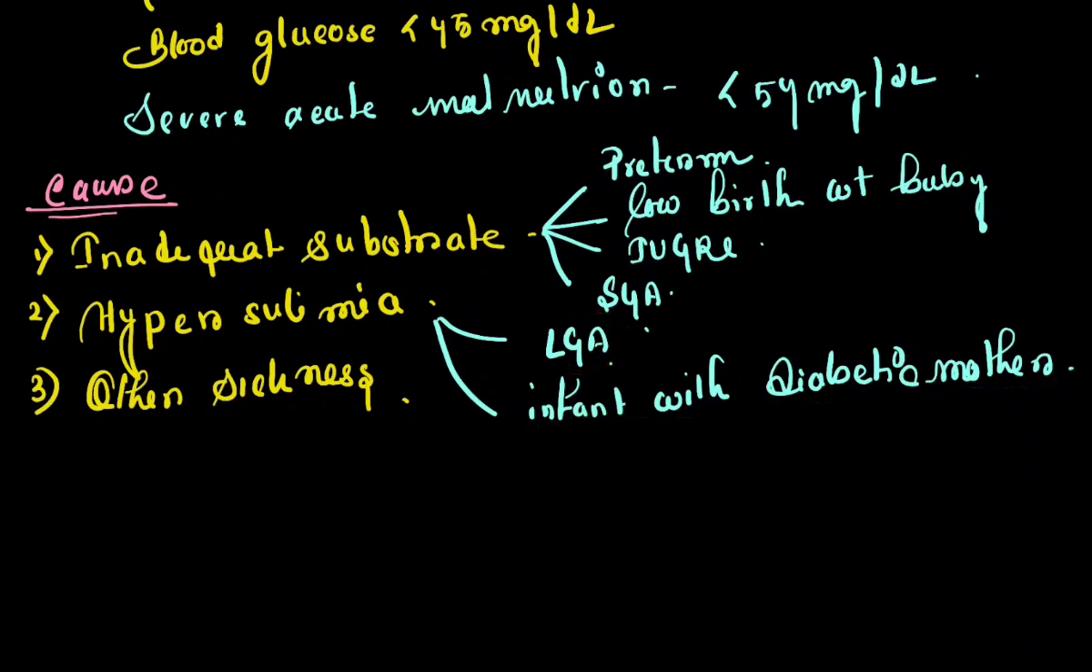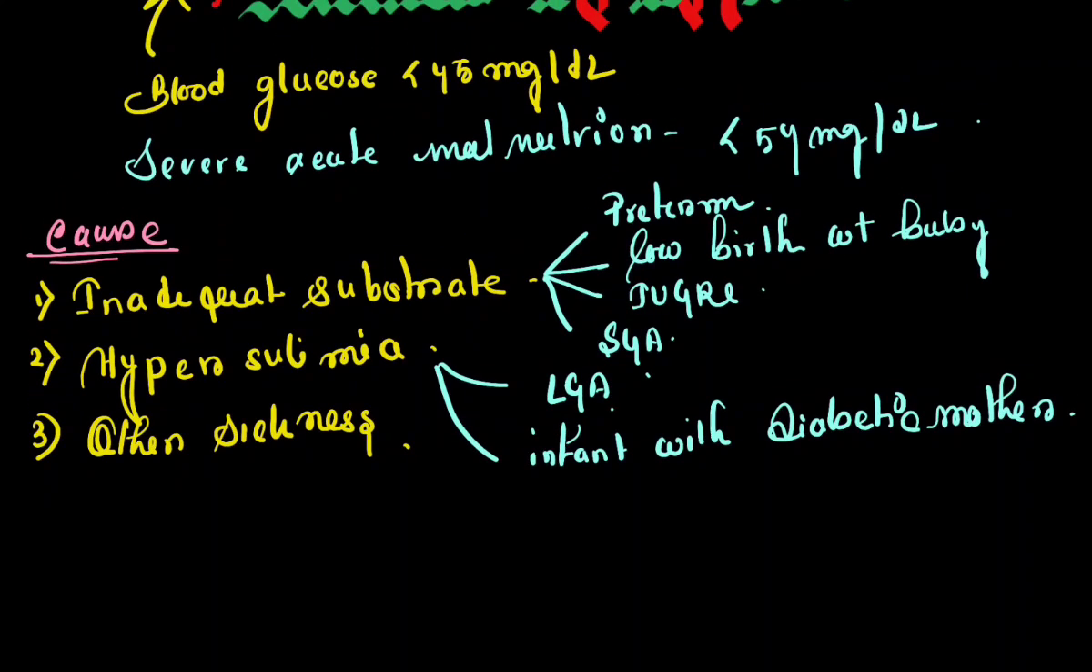Second, in case of large for gestational age babies, an infant of a diabetic mother is at higher risk of developing hypoglycemia, because during pregnancy the fetus is exposed to the mother's high blood glucose levels and produces more insulin to regulate this glucose, so develops hyperinsulinemia. But after birth, when the continuous supply of glucose from the mother stops, the infant's high insulin level can cause blood sugar to drop too low, so it can cause neonatal hypoglycemia.